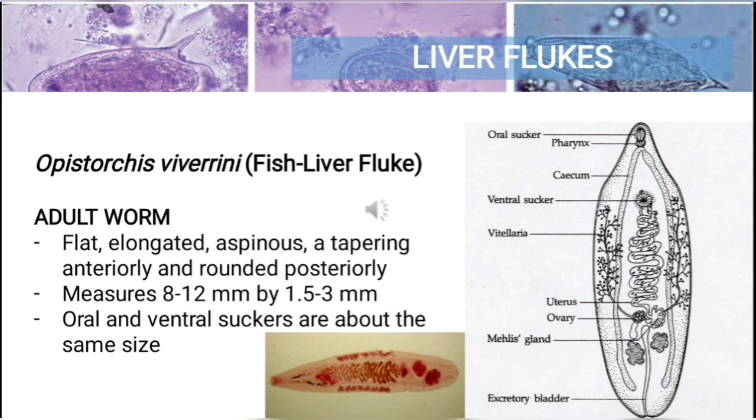So let us describe some more of our Opisthorchis viverrini adult worm. It is flat, elongated, aspinous, and has a tapering anterior and rounded posterior shape.